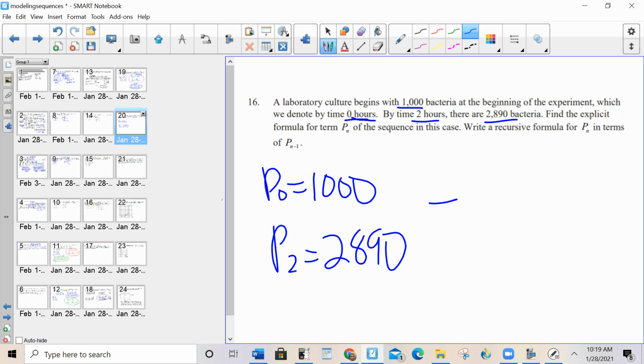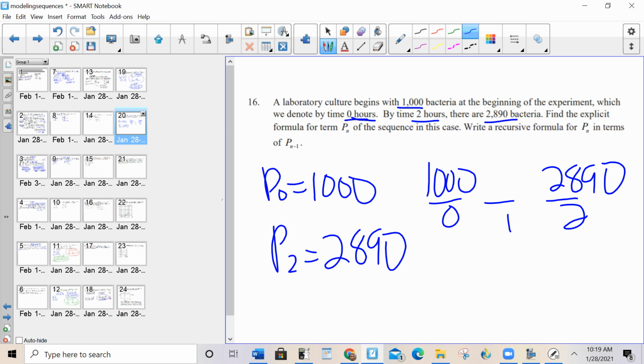We've got 0, 1, 2, 1000, 2890. I need to find R. I know it's going to be R because bacteria grows at an exponential rate. It doesn't say in the problem, but it should. Whenever I have a missing term, I'm going to multiply by those missing R's, so it's going to be 1000 R squared equals 2890.